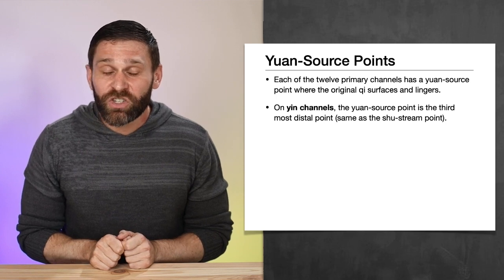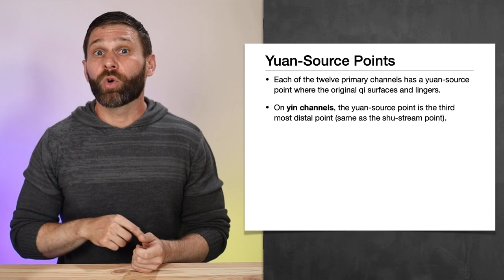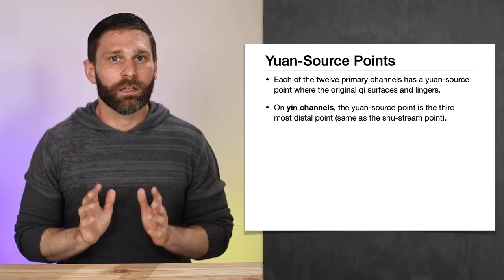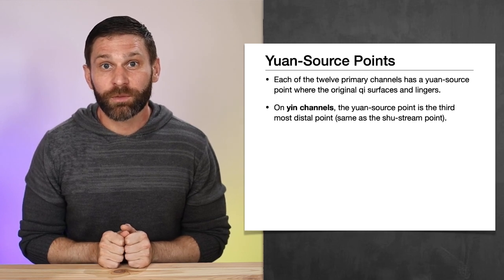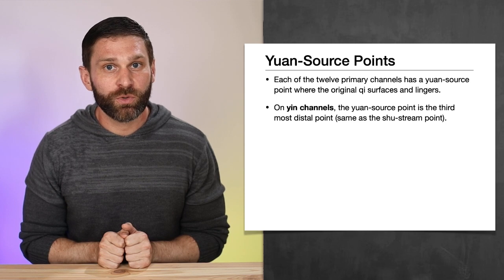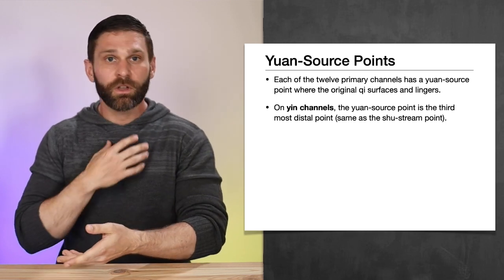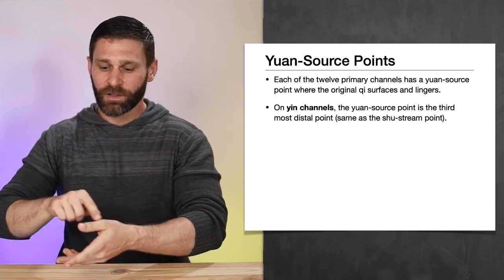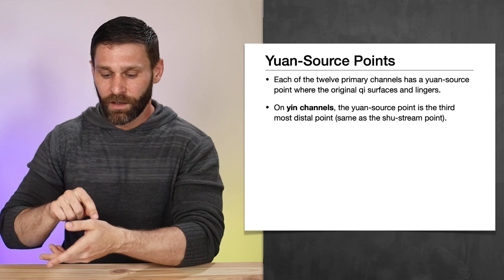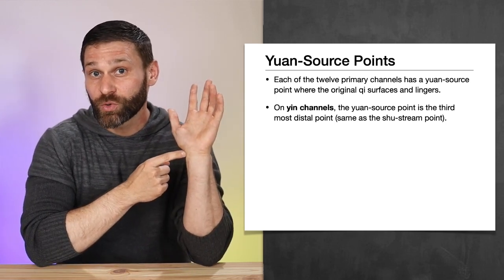So on yin channels, the Yuan-Source Point is the third point, or the third to last point. And again, if you're paying attention to our 5 Shu-Transport points, that's going to mean that these are going to overlap with the Shu Stream points on the yin channels. So when we talk about the lung channel, it goes from lung 1 down to lung 11. So the third point, lung 11, 10, 9. Lung 9 is going to be a Shu Stream point.